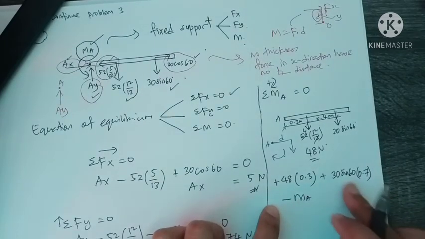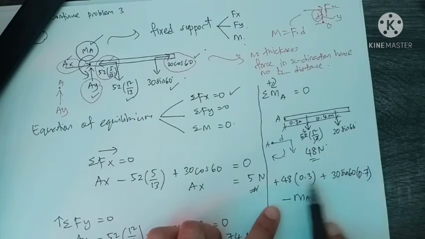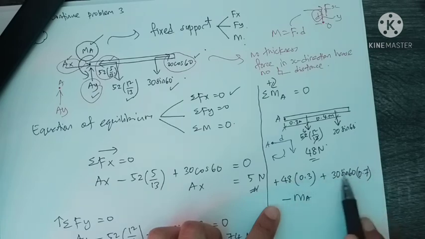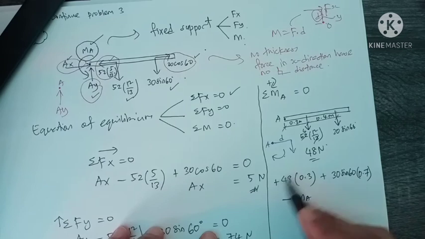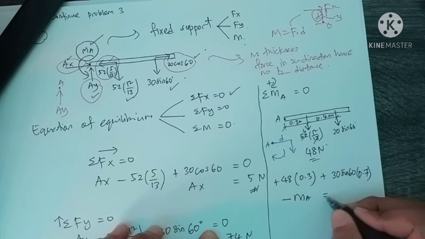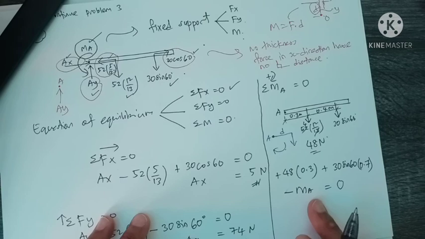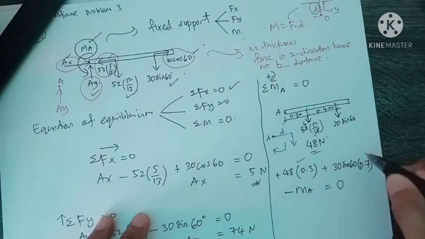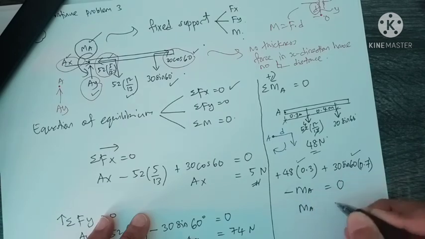Then our equation is complete: the moment produced by 48 Newton, the moment produced by 30 sine 60 Newton, and the moment from the unknown at point A. The summation of all this moment shall equal 0 in equilibrium. By doing your maths, you can get these values, and being left with this unknown, we can solve for it.